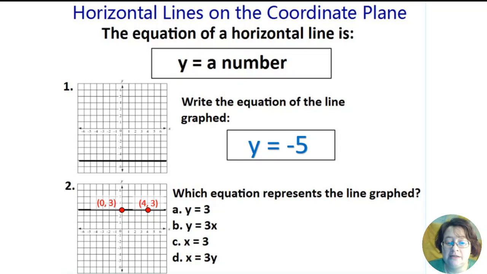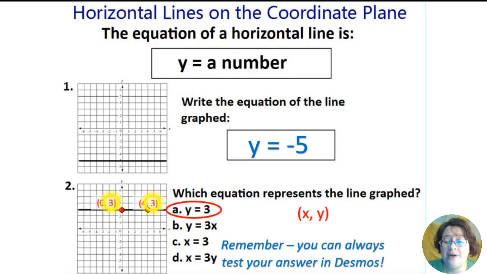Now you notice we have x, y as all of our ordered pairs. X first, then y. Here, y is 3 in both of these ordered pairs. So, because our second number is the same and the second number is y, our equation is y equals 3. Now, remember, if you're not sure, you can always test your answer in Desmos. Type in your equation in Desmos and see if your line matches.